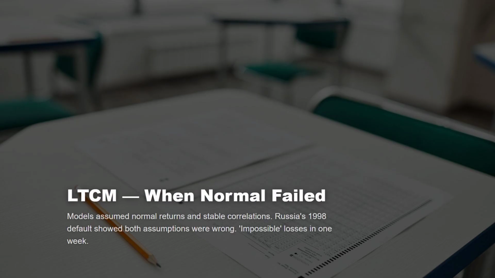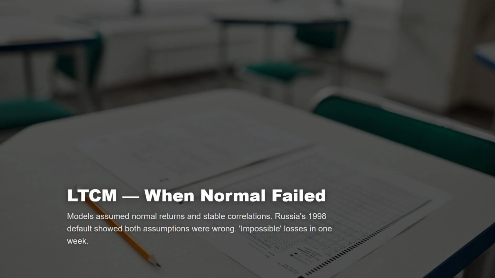In 1998, Long-Term Capital Management nearly collapsed the global financial system. Their models assumed asset returns were normally distributed and that correlations between asset classes were stable. When Russia defaulted on its debt, every risky asset fell simultaneously. Correlations that had historically been low spiked to near 1. Losses that their normal distribution model said should occur once in 10,000 years happened within a single week.